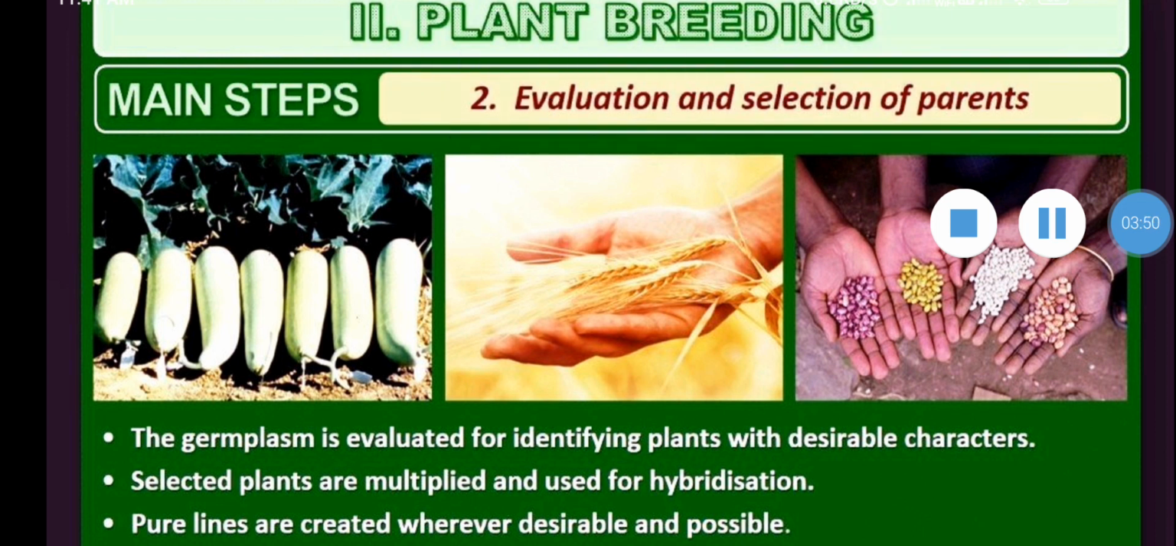It is an important and essential step. The collected germplasm is evaluated to identify plants with desirable characters. The selected parents must be healthy, vigorous, and should show desirable characters. The selected parents are selfed for 3 to 4 generations to make them pure or homozygous. Pure lines are created wherever desirable and possible.